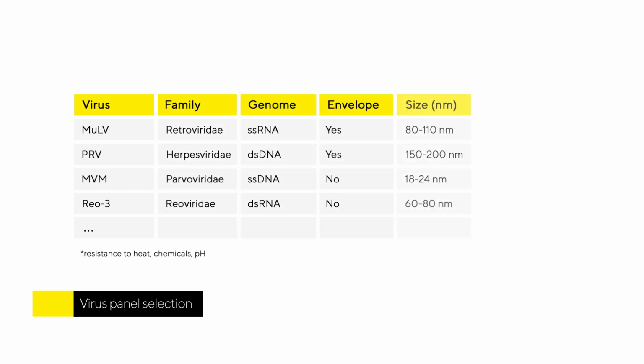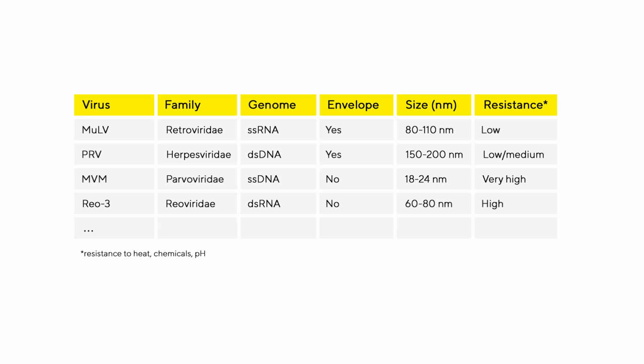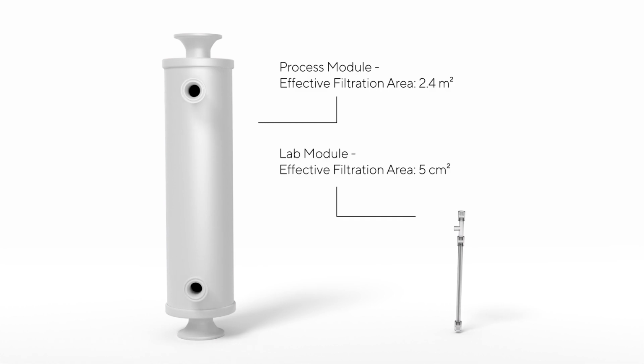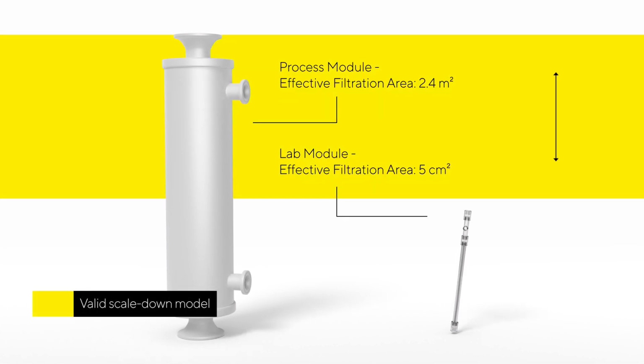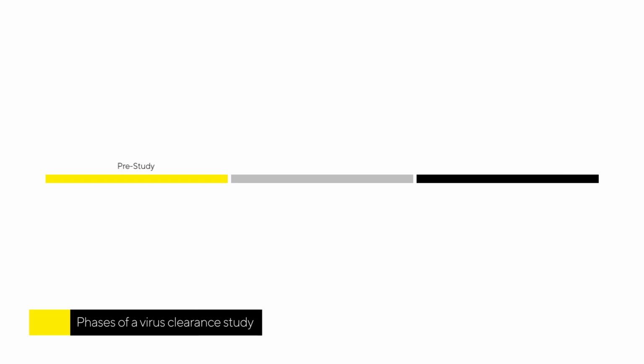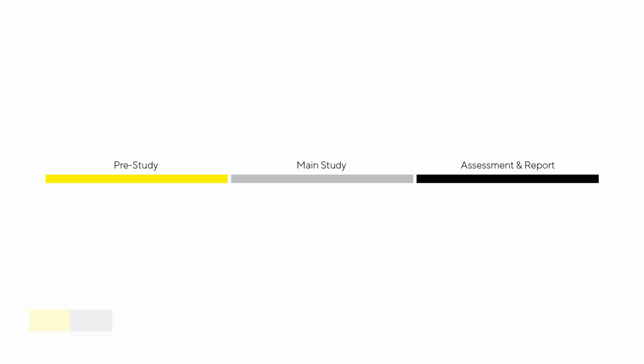Before any virus clearance study, a model panel of viruses with a variety of physiochemical characteristics must be chosen. Every study must represent a valid scaled-down model to guarantee reliable comparison between the manufacturing and the laboratory processes. Virus clearance studies can be divided into pre-study, main study, and reporting.